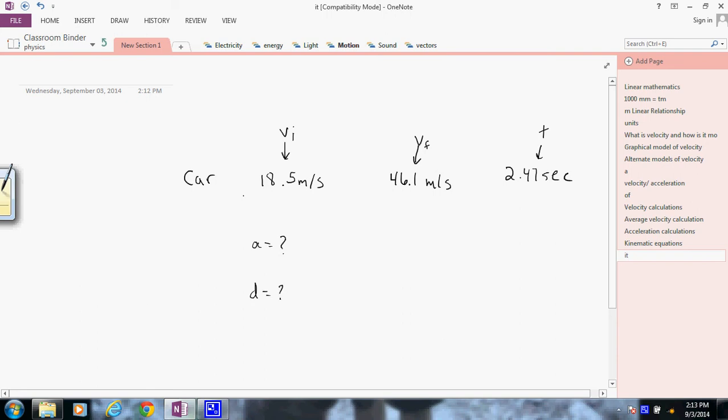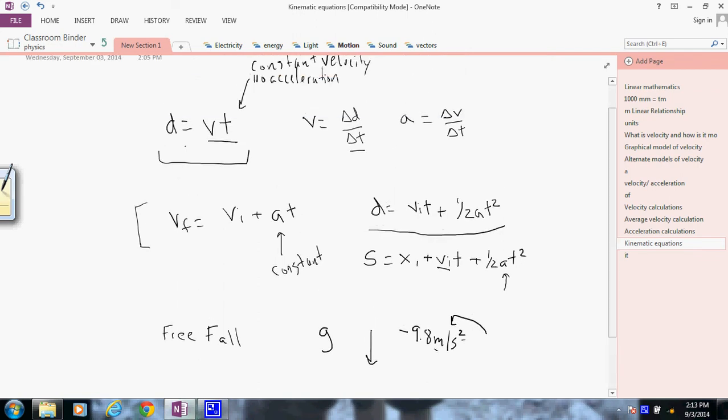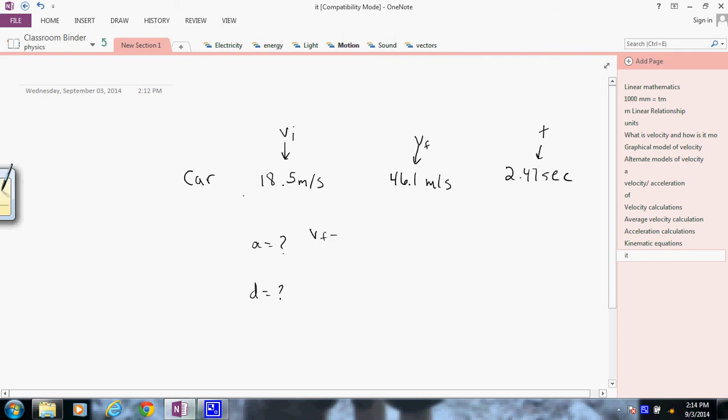As I look at what I need here, I want acceleration. Acceleration is change in velocity over change in time. That's Vf minus Vi divided by your change in time, final minus initial. So let's use this equation to get acceleration. Vf minus Vi over change in t. Let's start filling in our variables: 46.1 minus 18.5, so I'm going to have a positive acceleration, and then my change in t is 2.47 seconds. Start generally is 0. My math gives me 11.17.